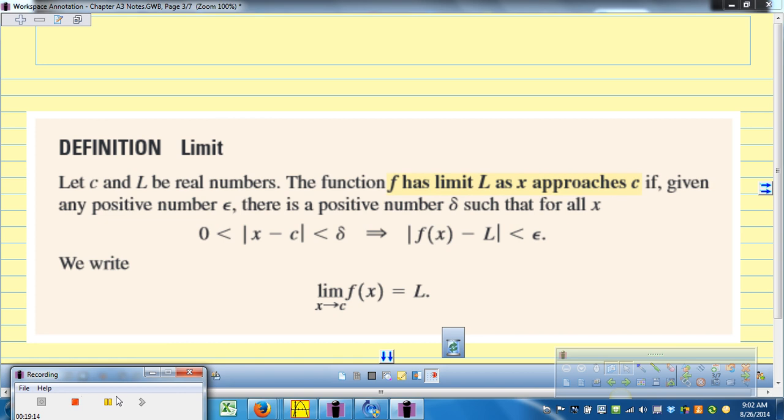Okay? So if the distance between f of x and L stays less than that epsilon, then there exists some delta such that the distance between our x value and c stays less than that delta. Still a lot to process. Okay, but that's what this is saying. So now let's look at a graph to help us figure out what that means. So L is the limit if these two things are true. Okay? So let's go look at the graph.